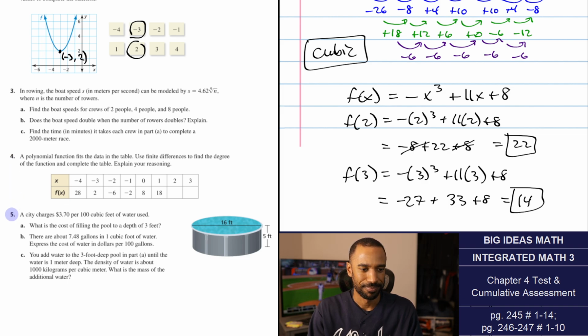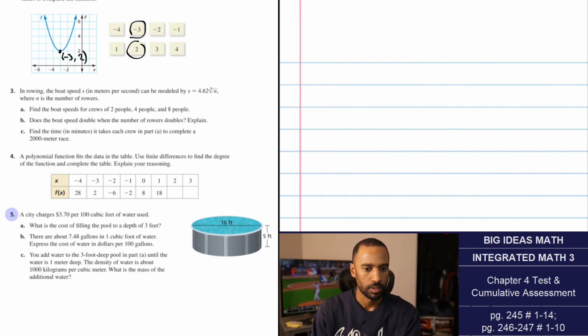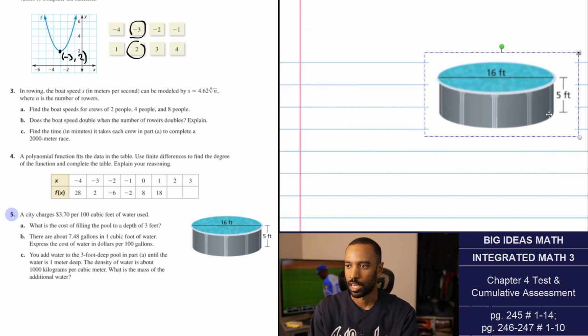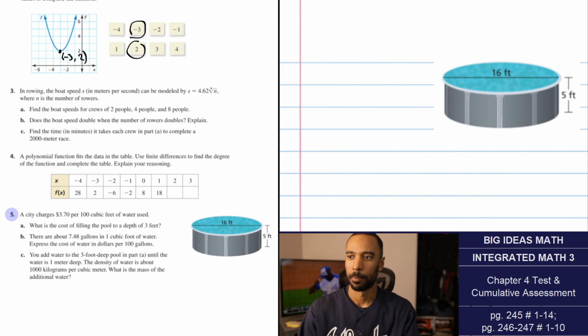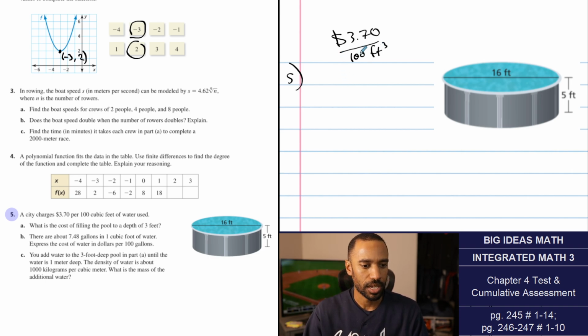Number 5. A city charges $3.70 per 100 cubic feet of water used. And we have this pool here. $3.70 per 100 cubic feet. All right, part A. What is the cost of filling the pool to a depth of 3 feet?